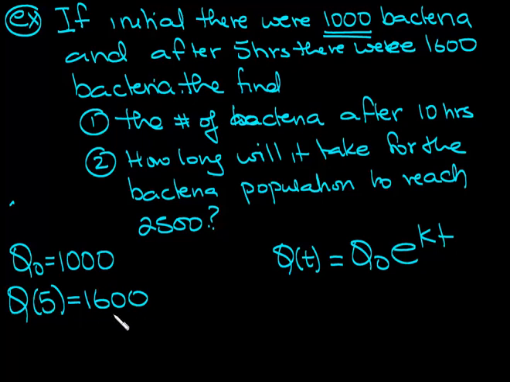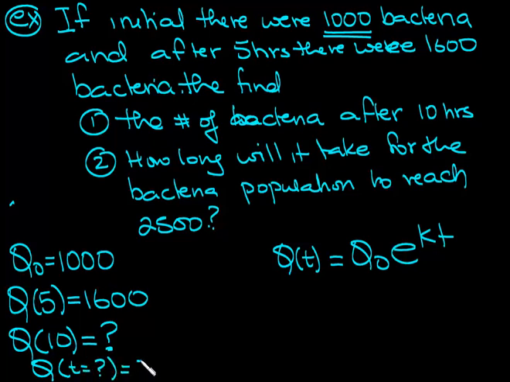Now we have two questions to answer. The first one is, find the number of bacteria after 10 hours. You want to find Q(10). What was the population after 10 hours? And the next question is, how long will it take for the bacteria population to reach 2,500? So they want you to find at what time, which we don't know, the population will reach 2,500.